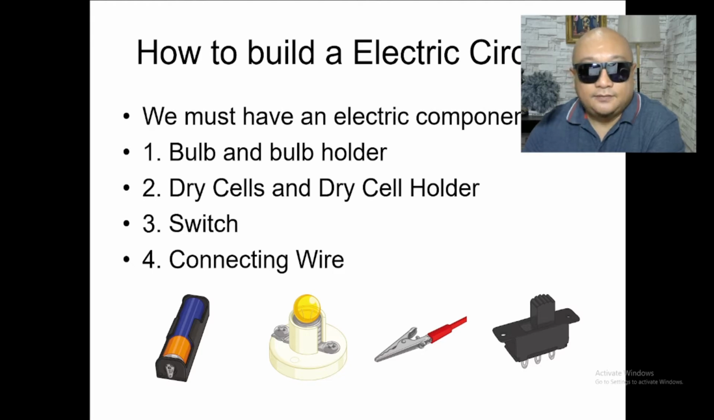First we must have electric components like a bulb and bulb holder, dry cells and dry cell holder, a switch, and connecting wire. We must have all these items to build an electric circuit.